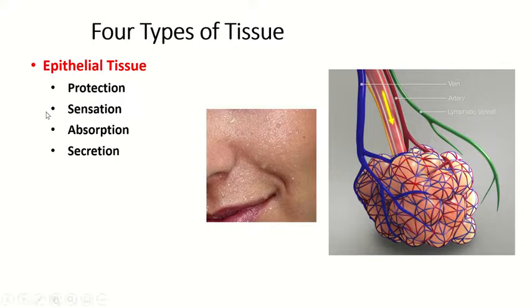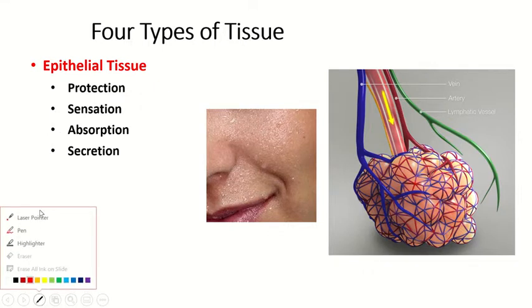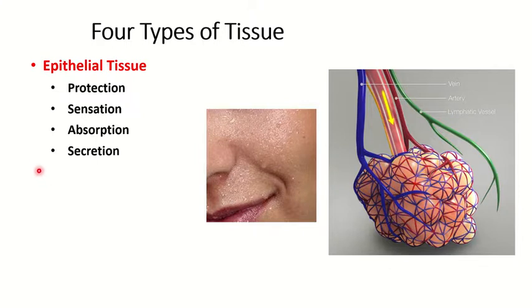It's important for sensation, so different nerve endings are in the skin and the epithelial tissue. And the other one is for absorption. So anything that you eat or drink, that will go to the small intestine, can be absorbed there.